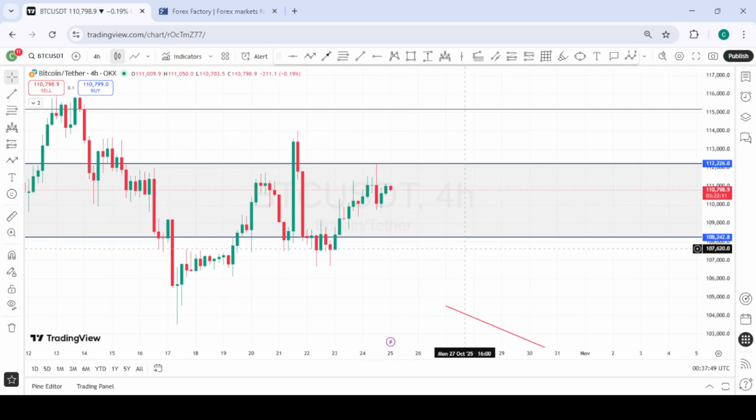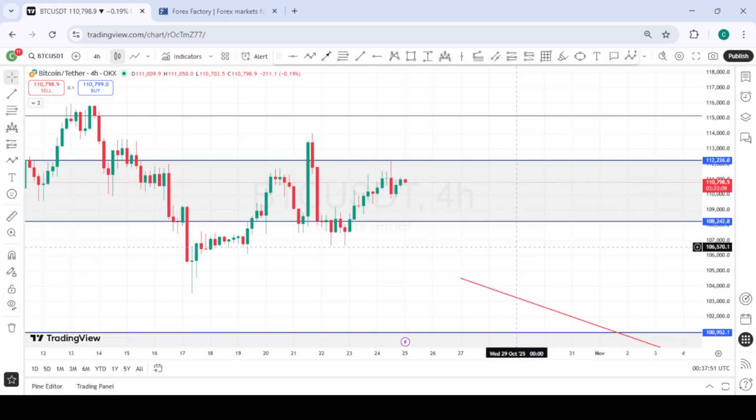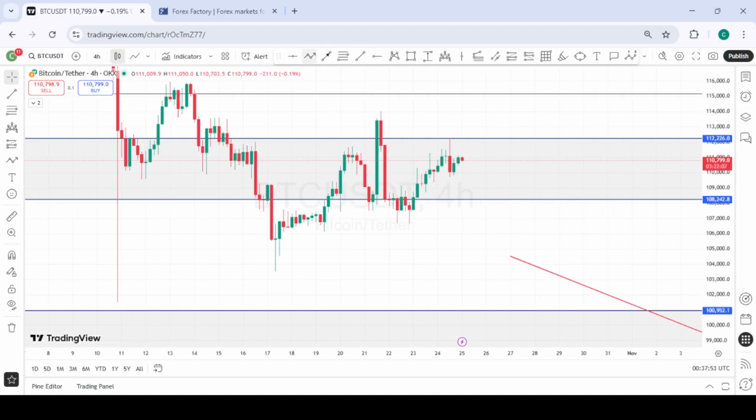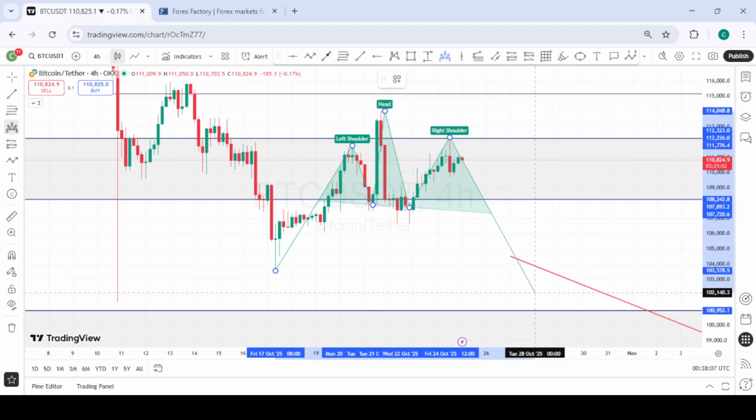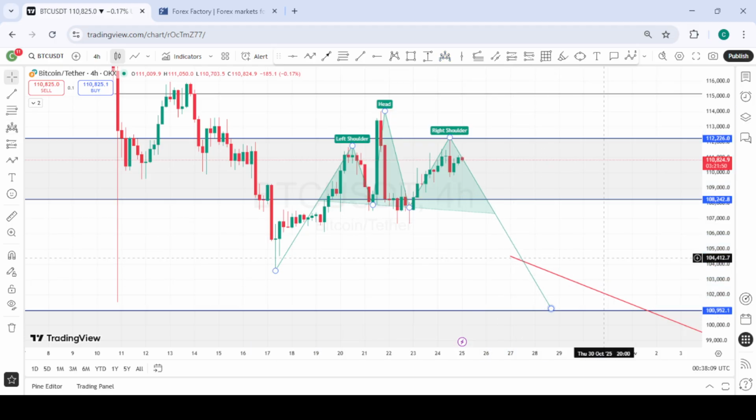So as we can see, this is the left shoulder, this is the head, this is the possible right shoulder that is forming right now. As you can see, even at this height, that's already giving us a strong bearish engulfing candle which is also showing signs that price might reverse from here to the downside. So let's be on the lookout for it.